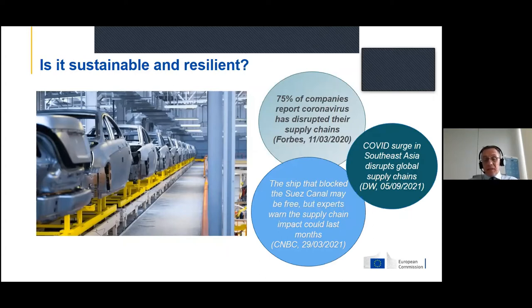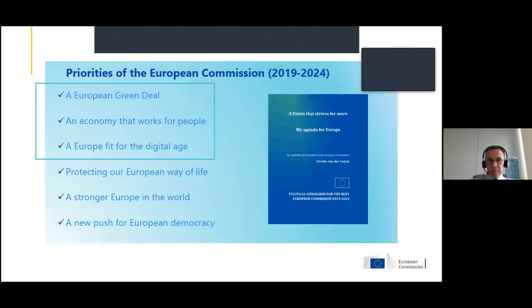So this is one example. The other example is the problems in Asia with the production of semiconductor chips, which in fact leads to a scaling down of the economic forecast for economic growth in certain European countries, including Germany. So we're far from a situation where we have a resilient economy or a resilient industry. And a similar thing holds for sustainability.